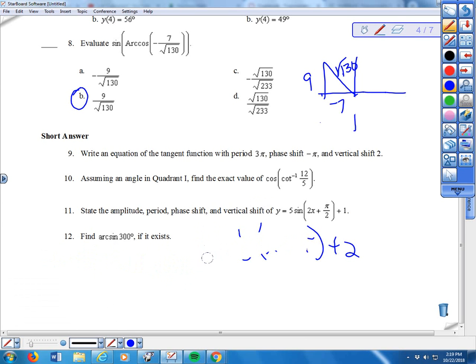Okay. Assuming an angle in quadrant 1, same kind of deal then. Cotangent is 12 over 5. What is it? 9? Is that a special? 13. Thank you. Cosine then is 12 over 13.